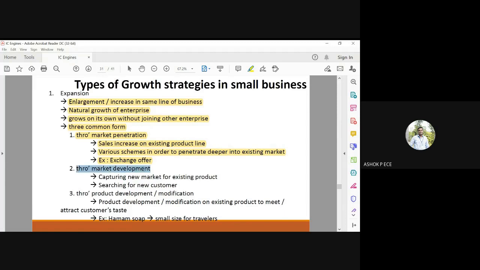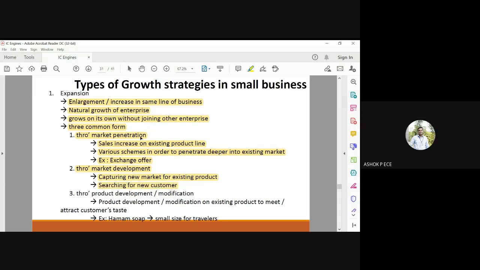Next one is market development. So capturing a new market for the existing product. You might be selling only in Tamil Nadu. You are also selling the same product in Kerala. That is going to be market development. I'm not going to change the product. The product is going to be the same. I'm going to look for new customers. I'm going to search for new customers for my product.